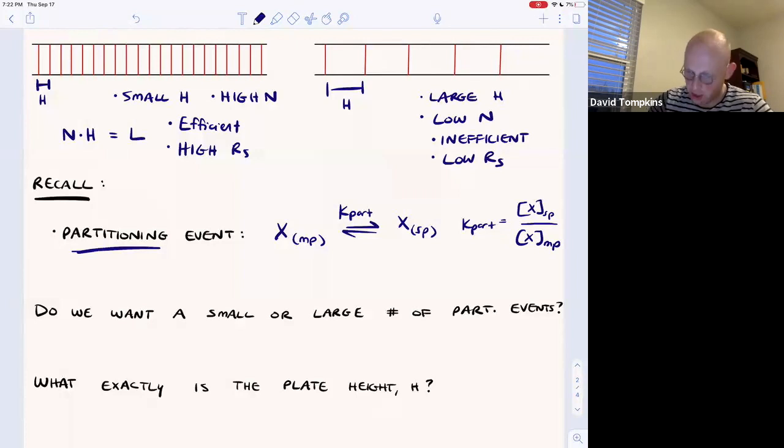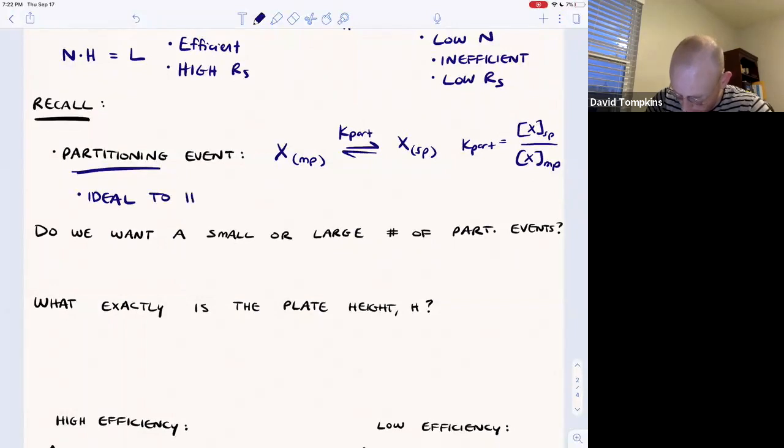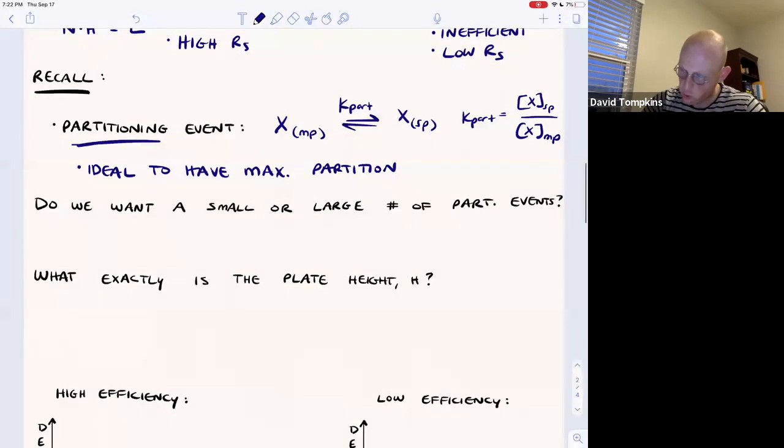So what's ideal is having a large number of partitioning events. It's ideal to have maximum partitioning because it is the differential amount of time that X spends partitioning to the stationary phase as compared to a different solute, Y, that's going to cause them to spend different amounts of time in the column and thus come out at different times on the chromatogram. So we always want a large number of partitioning events.